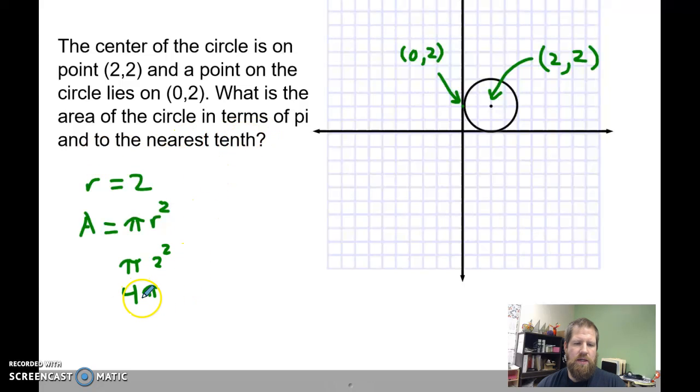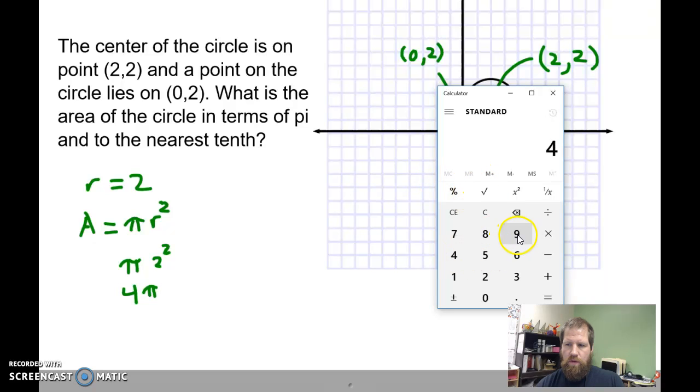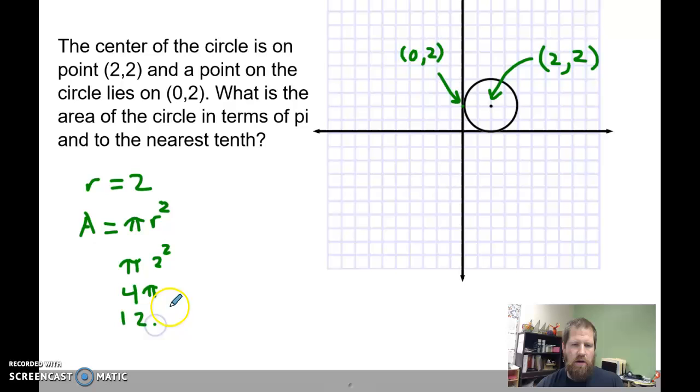or when it's time to get it in terms of a decimal to the nearest tenth, I'm going to pull out my calculator and just do 4 times 3.14, and to the nearest tenth would be 12.56, round up to 12.6 because that'll be the nearest tenth, and that's all I need to do.